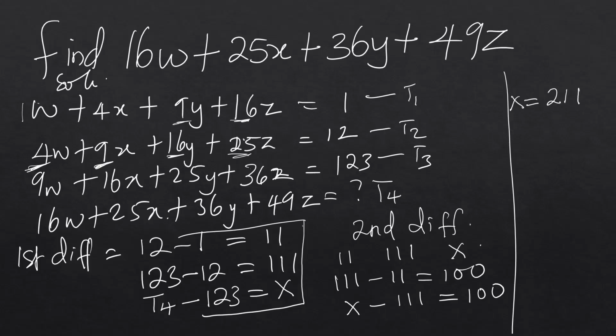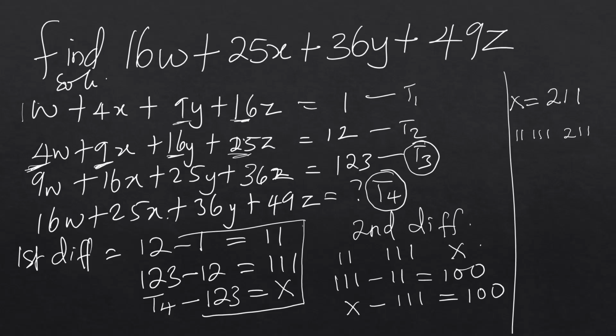So what is actually x? X is what you get when you take the fourth term minus the third term, which is the first difference. So the new sequence that was formed after the first difference is now 11, 111, and 211. That is what we have.